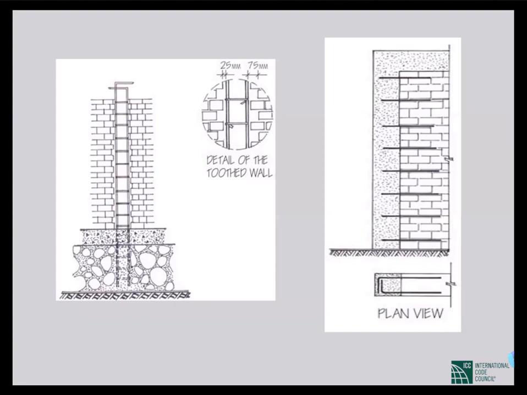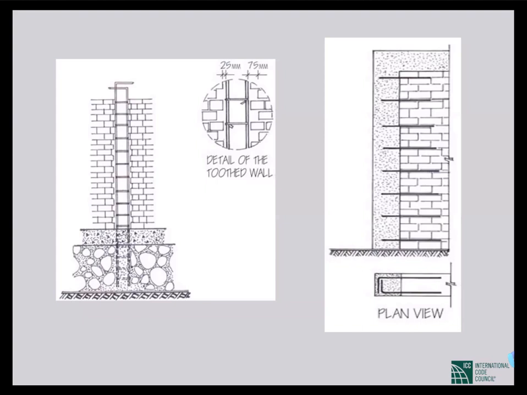At the end of a wall where we don't have toothing, or at the corner, we always flush the wall. At the end, we always flush the wall, and there we don't have any toothing. And at the end, again, we have a vertical confining element.